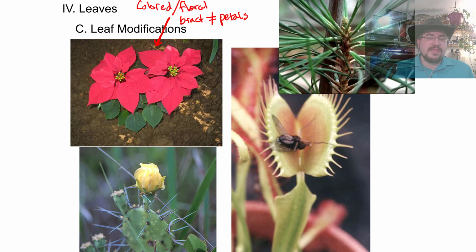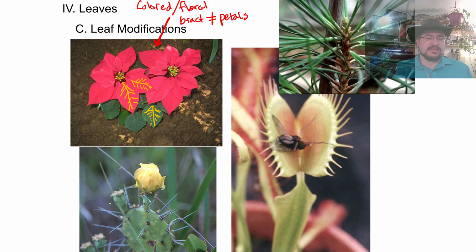The big giveaway that these are bracts is right here. You can see the veins in the leaves. So their vascular tissue is set up pretty much the same as their photosynthetic counterparts. So that vascular tissue in there can tell you if you're looking at a bract.